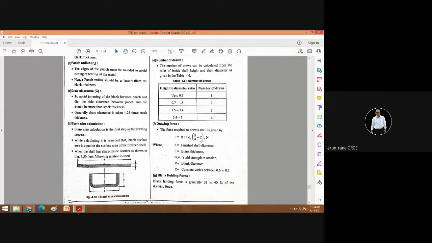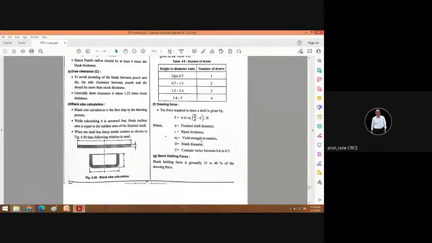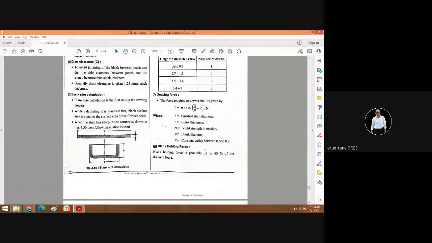Now what is drawing force? The force required to draw a shell. That is what is called the drawing force, and that is given by this relation, pi d t sigma y. So d is the finished shell diameter, t is the thickness, then this is your sigma y, that is yield strength, tensile strength. Capital D is the blank diameter, and this is a constant, which is between 0.6 and 0.7.